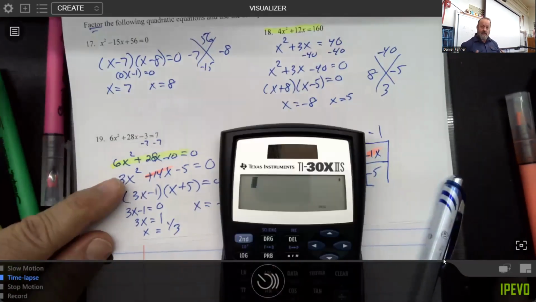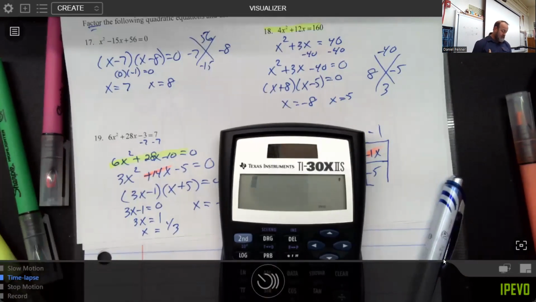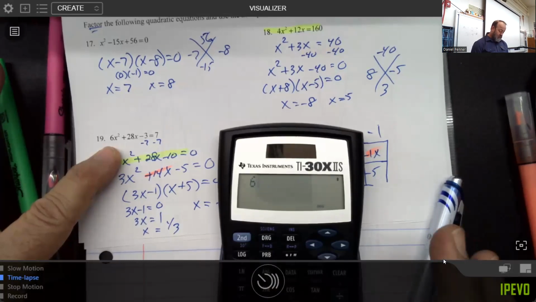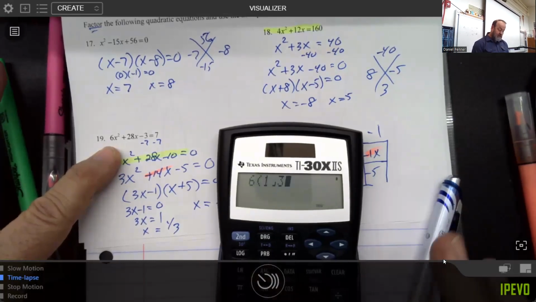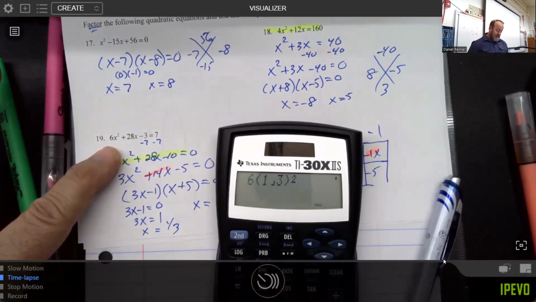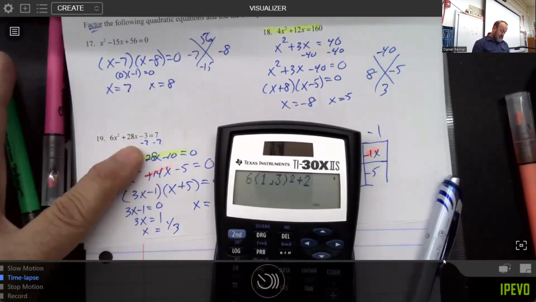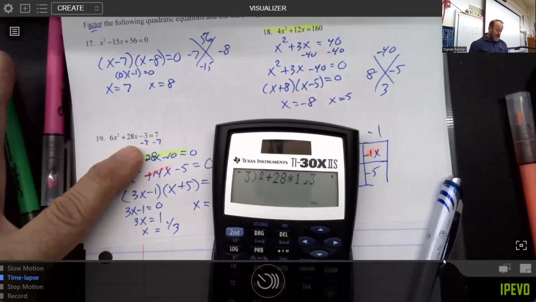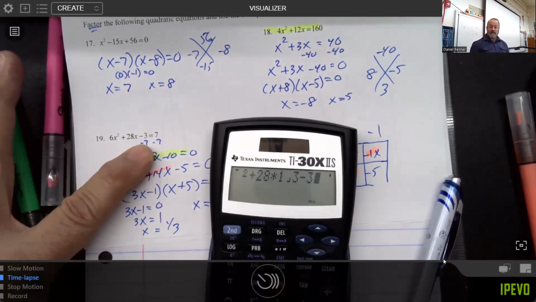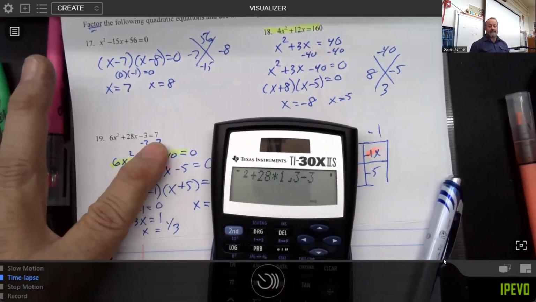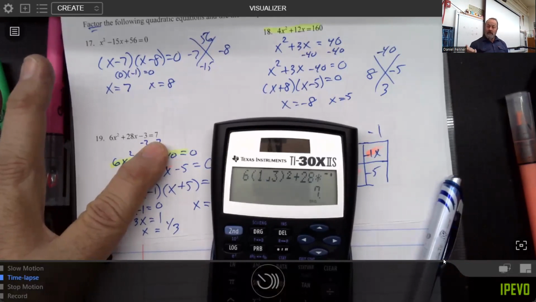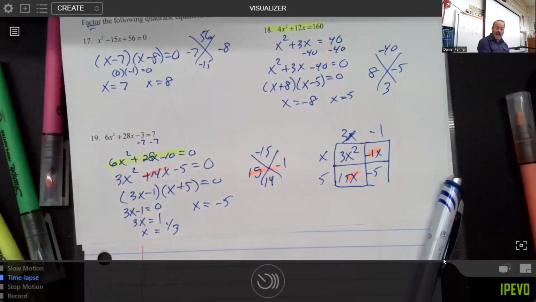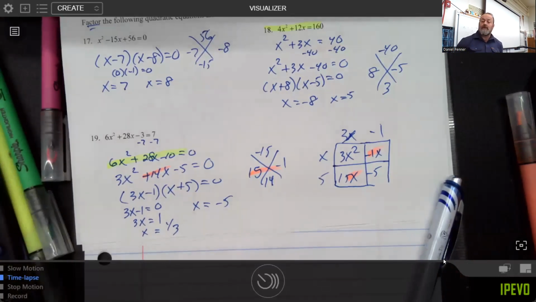And I wanted to do this because I know not everybody knows they can do this. So according to this problem, I'm going to take 6 times 1/3 squared, plus 28 times 1/3, and minus 3. Now, if I have done this right, my answer should be 7. And in fact, it is. And if I wanted to, I could do that again and try the number -5 to clarify that answer as well. But I don't think we need to do both. I think it's good enough to do one.